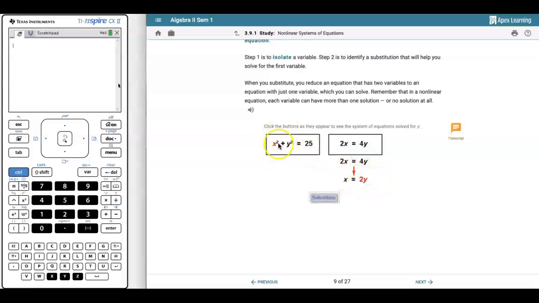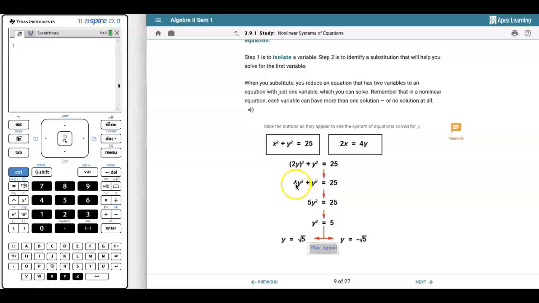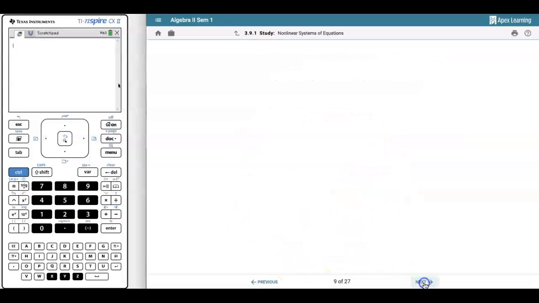Great. So we're going to plug in 2y where x squared is. But now you have to make sure you are specific with your parentheses because it's not just squaring that y, we are squaring the quantity of 2y. So 2y quantity gets squared. That turns it into 4y squared. We add it to y squared, the 1y squared, and when we simplify, we get y is equal to the positive square root of 5 and the negative square root of 5. All right, so that's the first step, isolating the first variable.